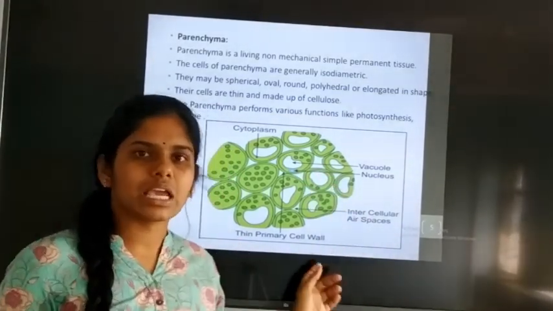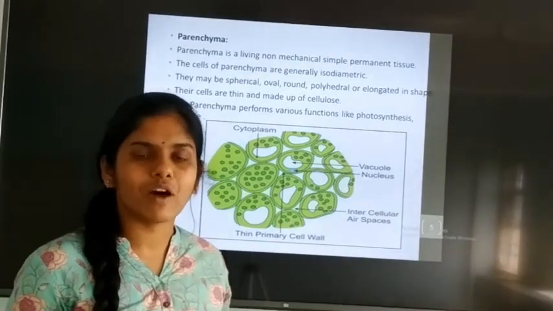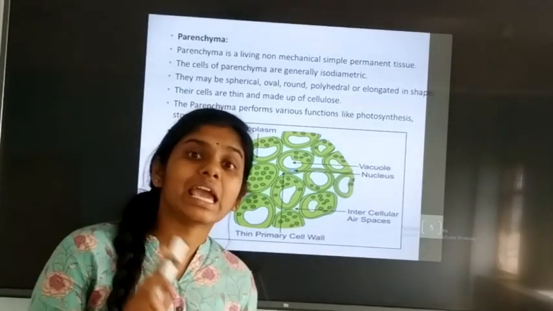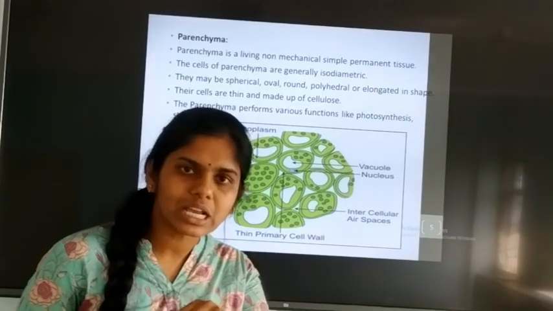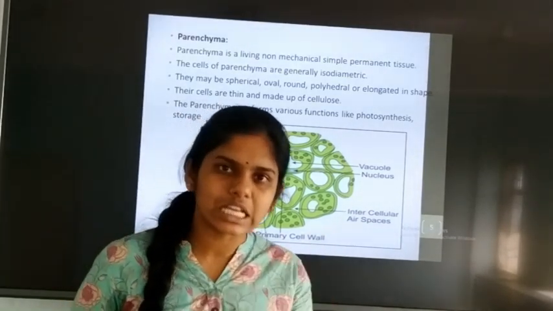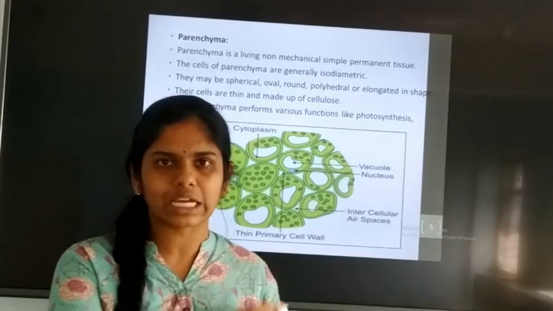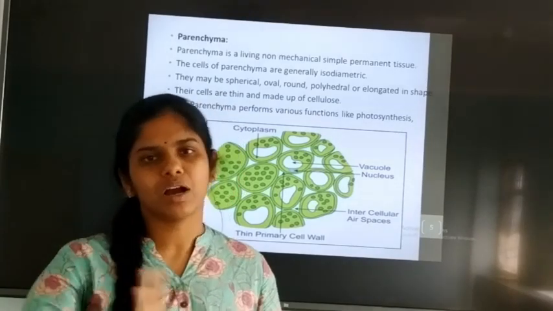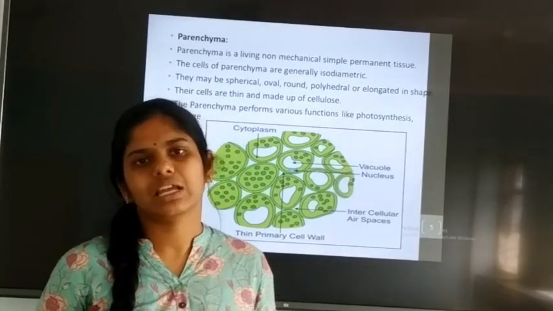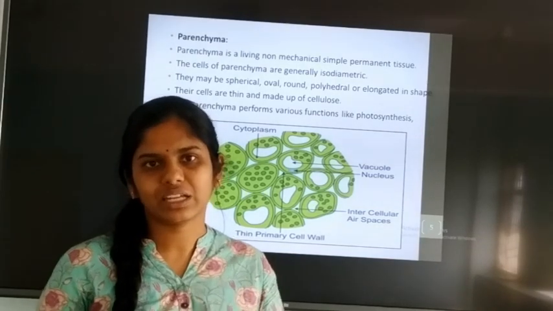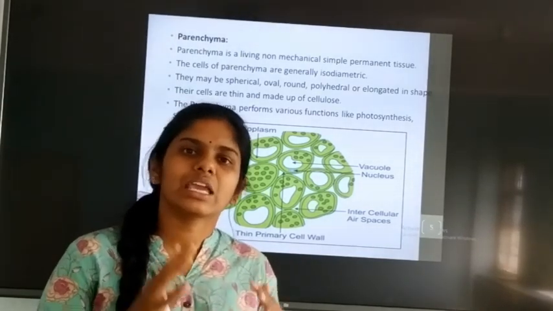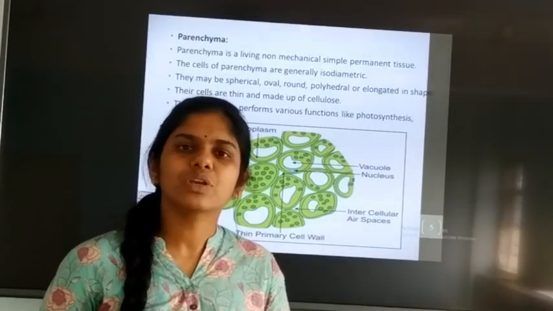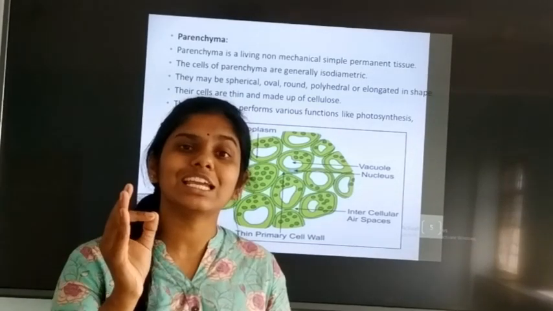And next, in case the parenchyma cell consists of a large air cavity, it is called aerenchyma. Chlorenchyma means if the parenchyma cell consists of chloroplast, it is helpful for photosynthesis. What is aerenchyma? Aerenchyma means the parenchyma cell which consists of a large air cavity. Then what is the function of aerenchyma? Aerenchyma is helpful for buoyancy in plants.